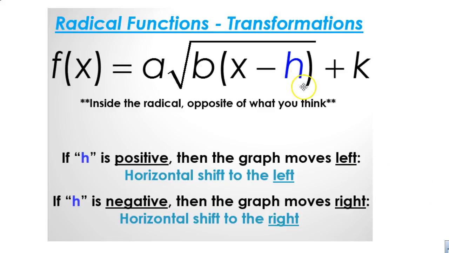Again, we're inside the radical with this transformation here. We're talking about h now. It's going to be the opposite of what you think when you start looking at these functions. If you end up with x plus a number inside, that is going to be a horizontal shift to the left. Plus h, or plus a number, is a shift to the left. When you have minus a number inside, when you are looking at the function, that is going to be a horizontal shift to the right. It's opposite of what your brain wants it to be, but that's just the way that it affects the graph.